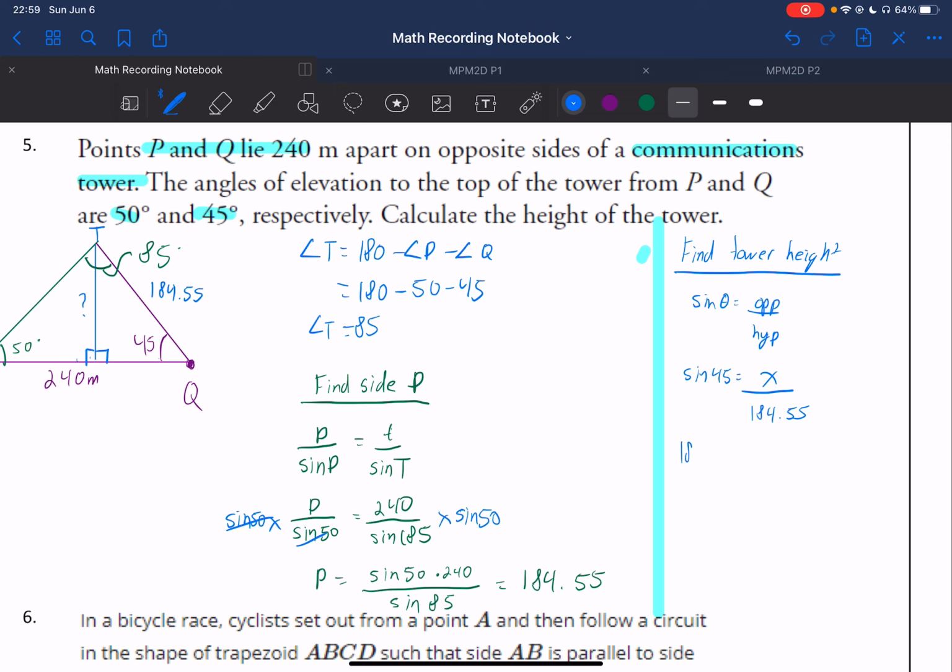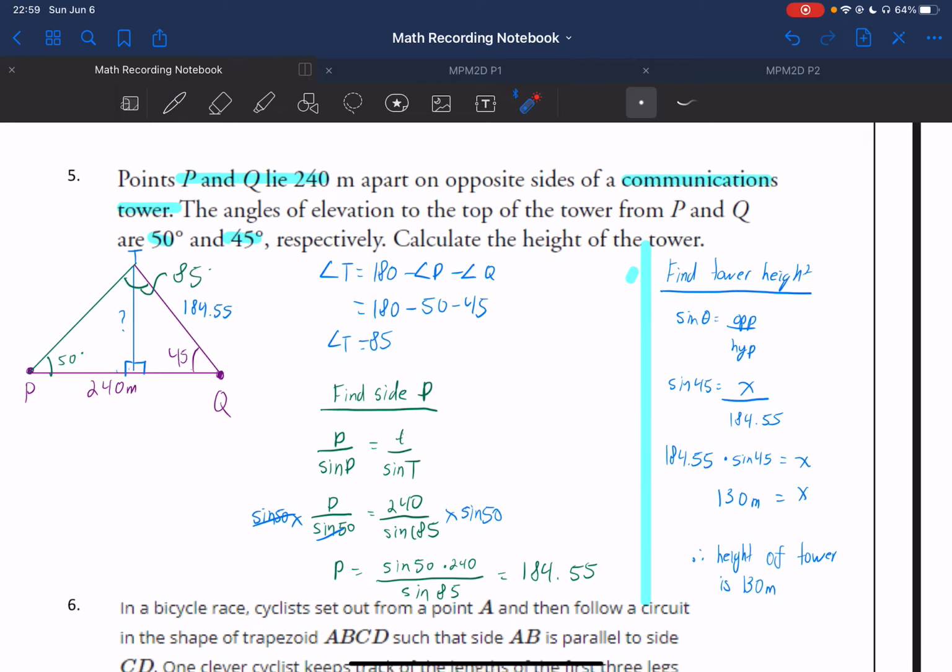So we get 184.55 times sine 45 equals x. And x is going to equal 130 meters. So therefore, the height of the tower is 130 meters. So this was kind of a complicated step.